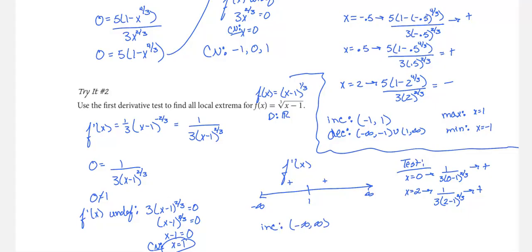Again, I do not need to write this as separate intervals. I need to write this as one interval because the domain of this function is all real numbers. There are no breaks in that domain. This function is never decreasing. And then if we think about maxes or mins, we do not have a change from increasing to decreasing or vice versa, which means there are not any.